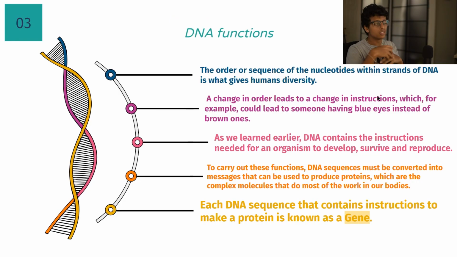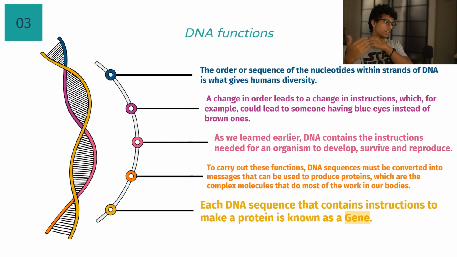So, DNA functions. What does DNA exactly do? Now, it's really hard to rank importance in the human body because a lot of things are very important. DNA is the baseline of importance. You need it to do so many things. So the order or sequence of nucleotides within strands of DNA is what gives humans diversity. The reason that I look like me and you look like you is because different orders of guanine and cytosine and adenine and all that stuff are in different sequences essentially. And that's why we have some similarities, some differences, because some of them overlap and some don't.